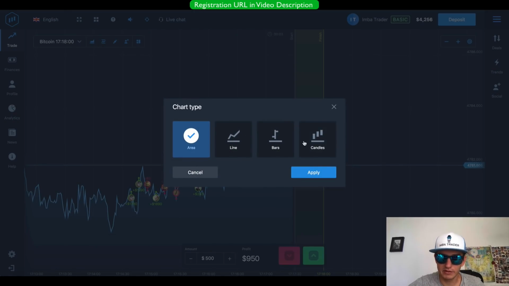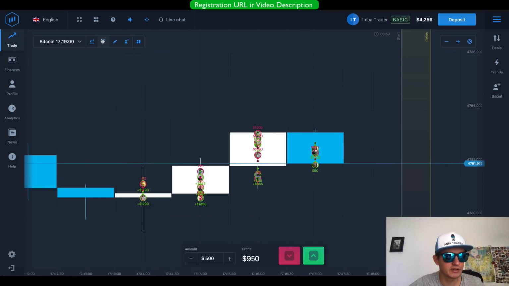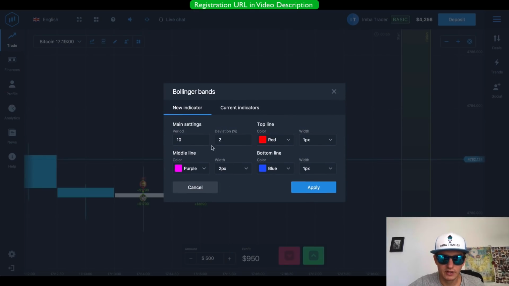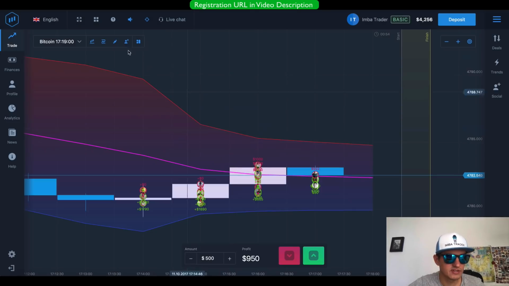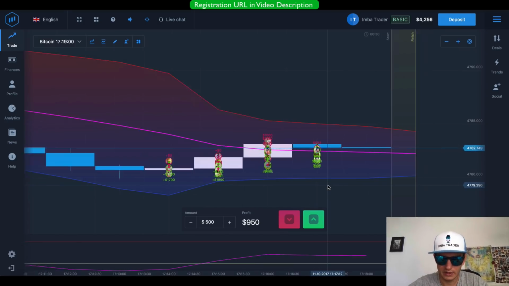I'm going to set up my platform. I'll switch to the candlestick graph, 60 seconds period. Let's add a couple of indicators: Bollinger Band with the standard settings and RSI. For the levels, I would switch to 80-20 because 70-30 might be too small a corridor, and here you will see a more precise picture. So 80-20 and period 10. All right, just perfect.